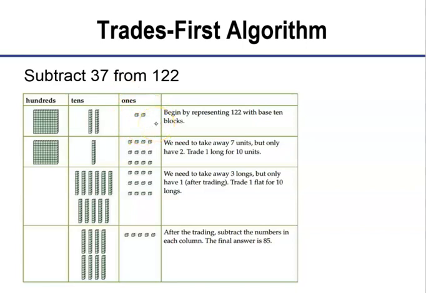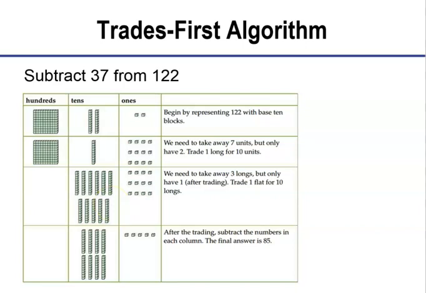So we're going to trade in one of our longs for the 10 units over here. But now if you look at our 10s, we can't subtract 30 or 3 longs from 1 long. So we're going to trade in again. We're going to take one of these flats, and we only have one, and turn it into 10 longs. So if you'll notice here, we have 1, 2, 3, 4, 5, 6, 7, 8, 9, 10, 11. Because we already had a long, we traded that entire flat for 10 more longs, and now we have 11 longs. And we can simply cut out the 7.